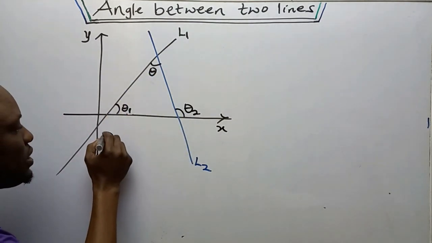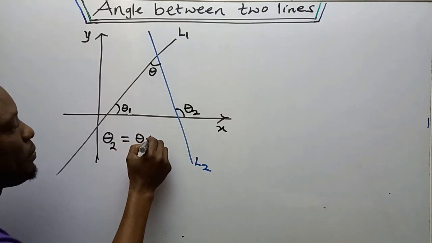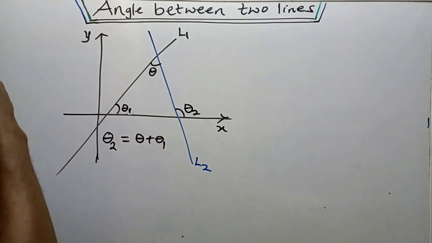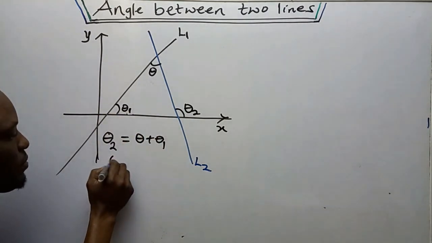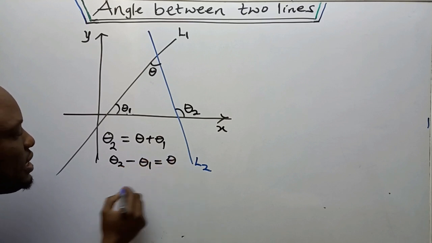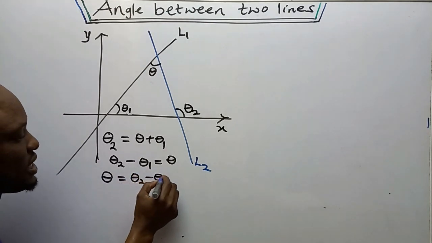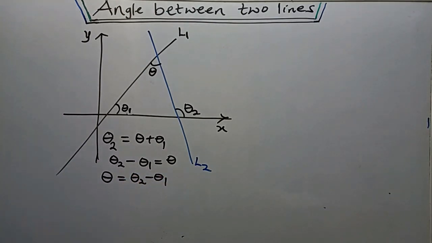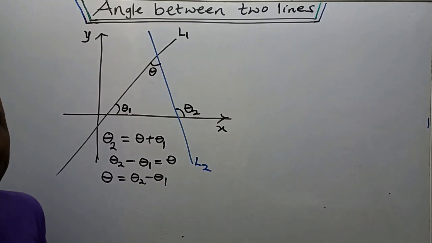So the exterior angle is theta sub 2 equals theta plus theta sub 1. If I take theta sub 1 to the other side, I'm going to have theta sub 2 minus theta sub 1 equals theta. So theta is actually theta sub 2 minus theta sub 1. So I've been able to express theta in terms of theta sub 1 and theta sub 2.